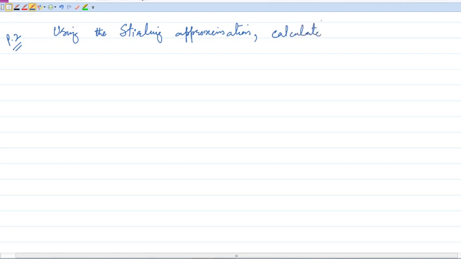Now we will take a second example here, which is telling us: using the Stirling approximation, calculate ln of Na factorial, where Na is simply the Avogadro number.